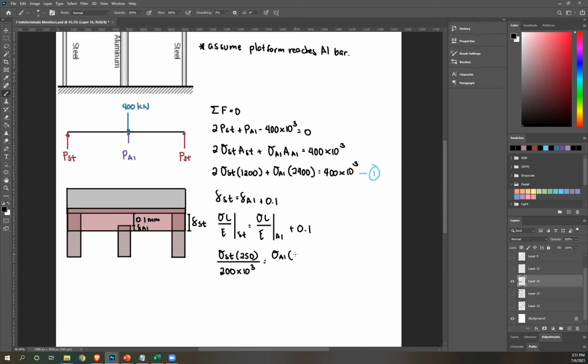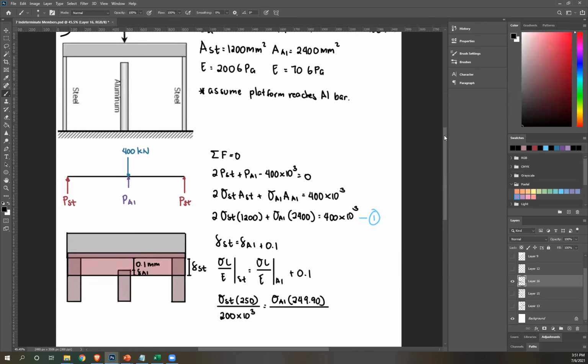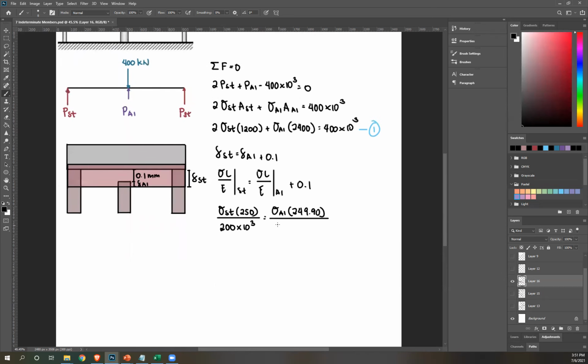Equals stress of aluminum. So that's AL. Length of aluminum is 249.90 over, what was that? 70. So 70 times 10 raised to 3. And then plus 0.1 millimeter. Okay. Now from this, again, you can simplify. Or if you're used to solving with your calculator, you can already figure it out. You can use this directly as your equation number 2. Okay? Two equations, two unknowns.